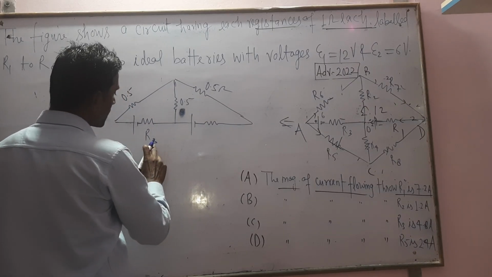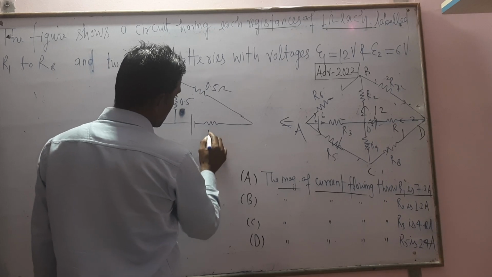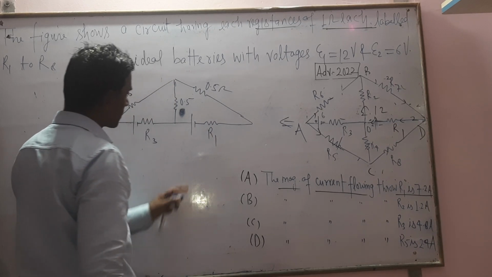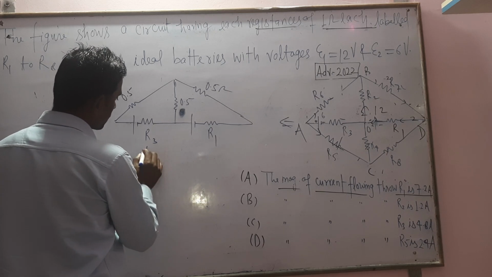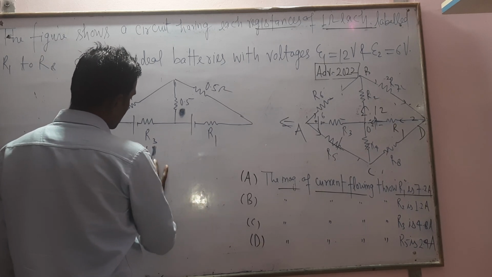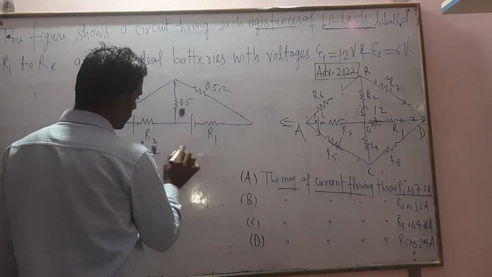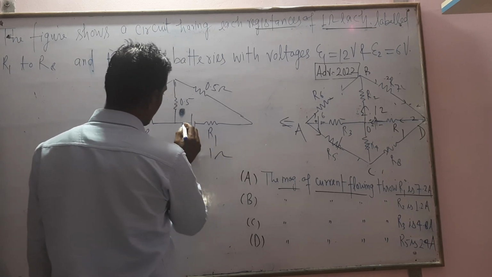Now this is R3 and this is R1. R1 and R3 cannot be changed. This value equals 1 ohm, this value equals 1 ohm, and this value equals 1 ohm.